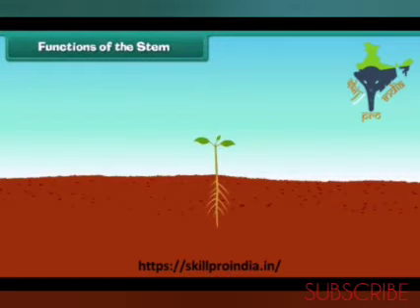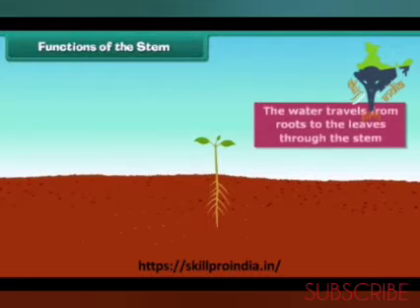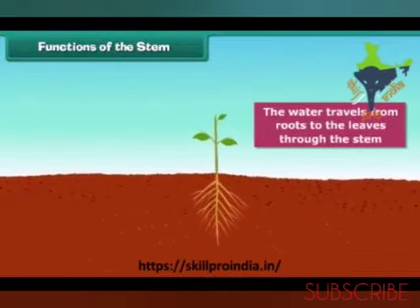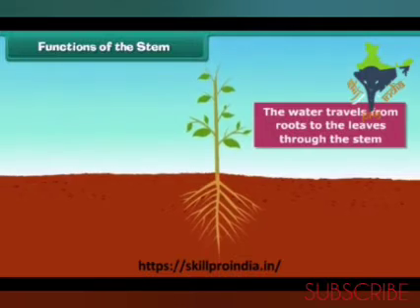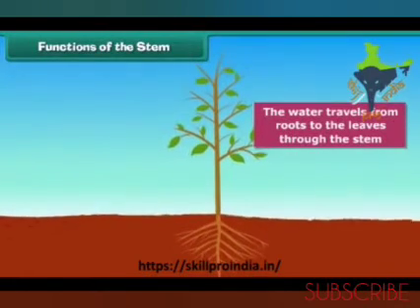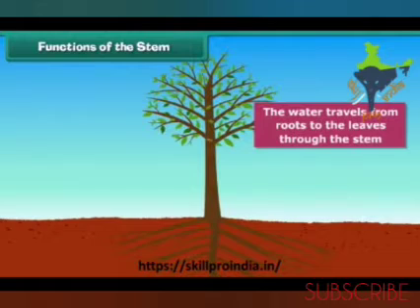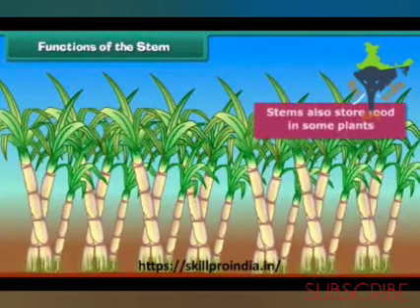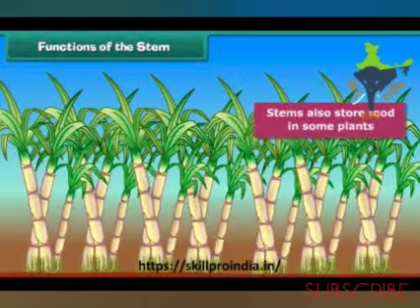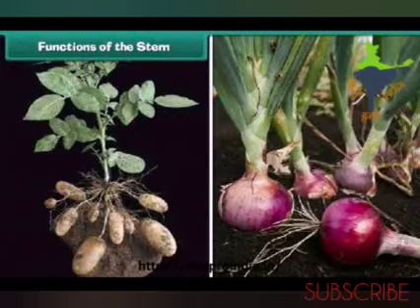Now let's focus on the main functions of stem in plants. The water taken in by the roots of the plant travels to the leaves through the stem. This water is used by the leaves to make food. It also carries food made by leaves to all parts of the body. Sometimes the food made by the leaves is stored in the stem as in sugarcane. The other examples are potato and onion. We eat these stems and get nutrition.